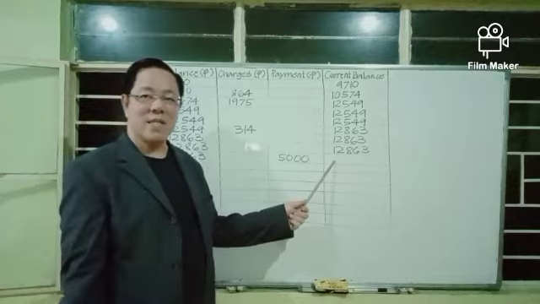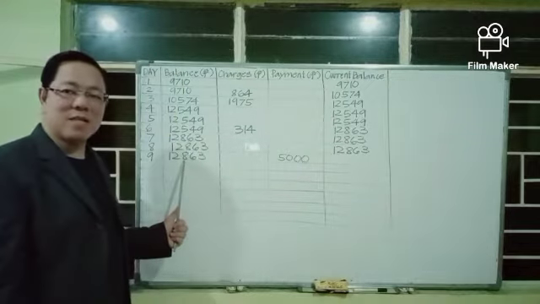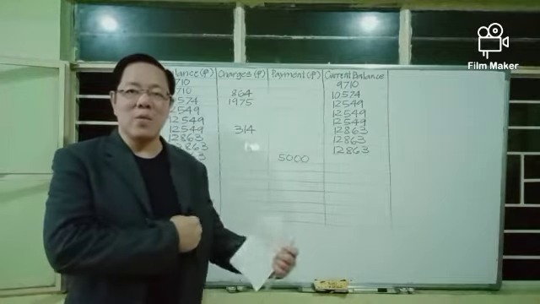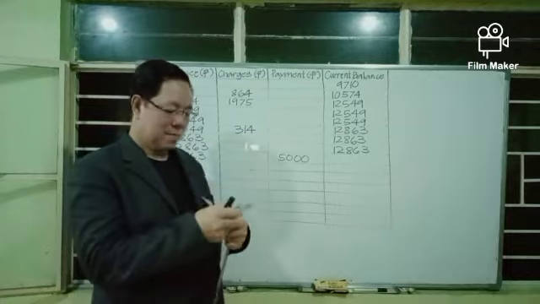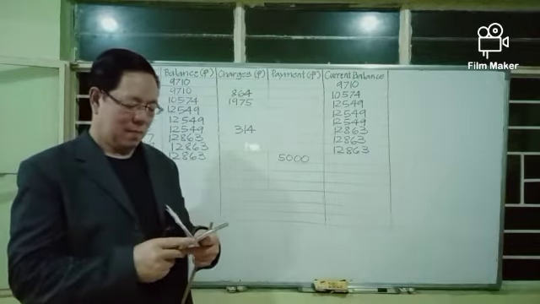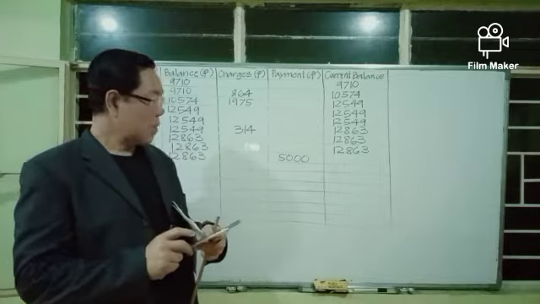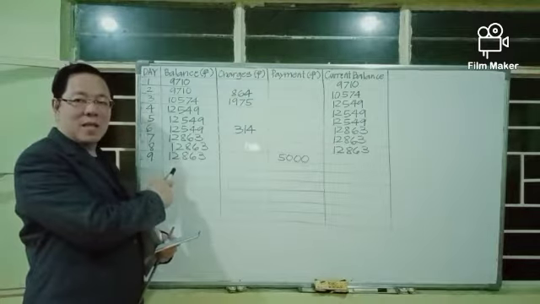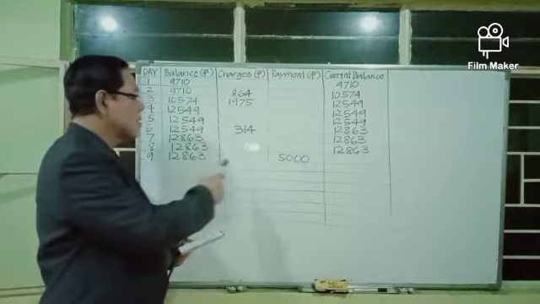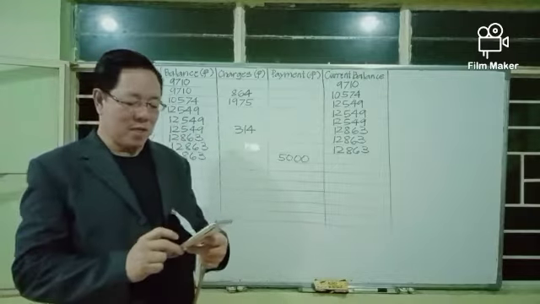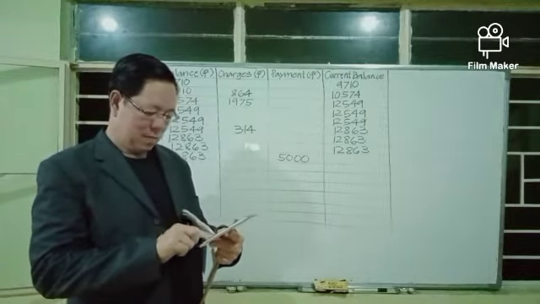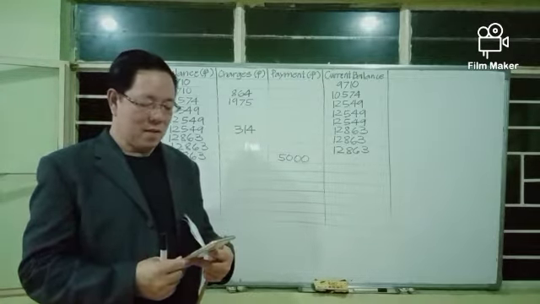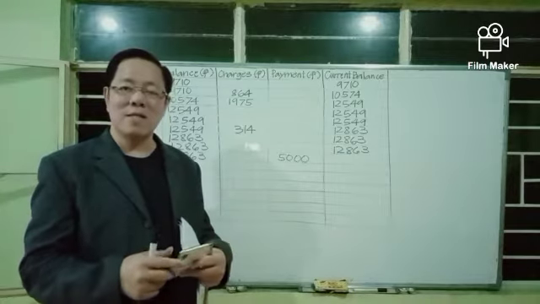And her current balance at the end of November 9 would be 12,863 minus 5,000 pesos. And we compute that difference using our calculator. 12,863, the balance at the beginning of November 9, minus the payment of 5,000 pesos for the credit card. And her balance at the end of November 9 is 7,863 pesos.